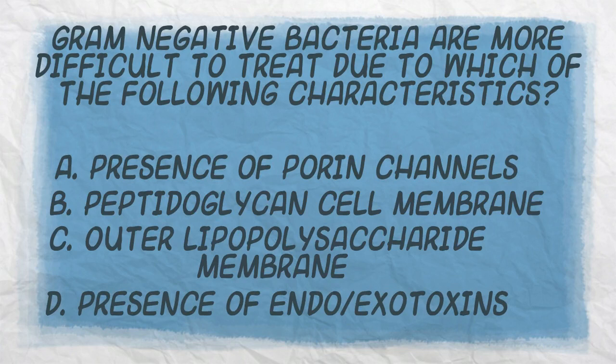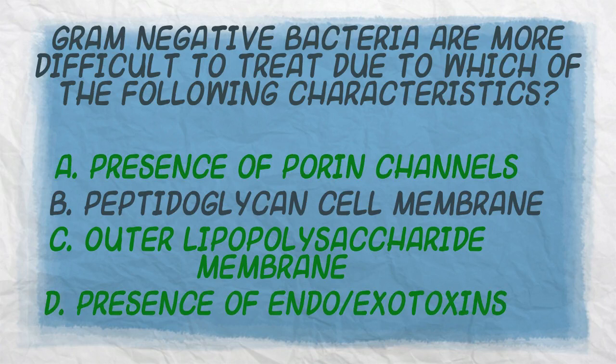Gram-negative bacteria have an outer lipopolysaccharide membrane which disguises surface antigens of the bacteria, limiting the immune system's ability from quickly identifying the pathogen. Presence of porin channels block the entry of many antibiotics and also have the capability to produce both endo and exotoxins, causing damage to cells and the host collectively.